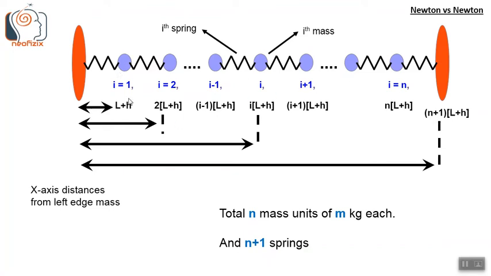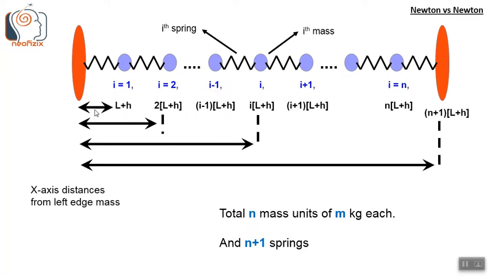When this system is absolutely at rest without any disturbance, each spring is stretched by h meters. So it has a total length L plus h. L is the resting length plus h is the pre-stretched length to create tension in the spring. Suppose we consider the left edge wall as our reference, 0, along the x-axis. This is the origin of x-axis.